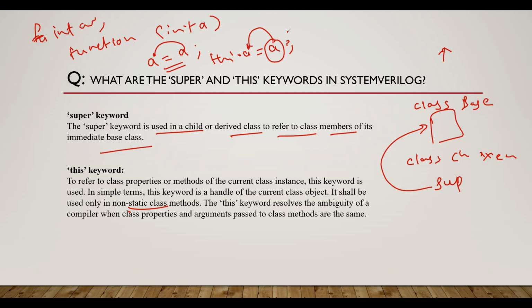It will just resolve the ambiguity for your compiler when a class property and an argument passed to a class method have the same name.